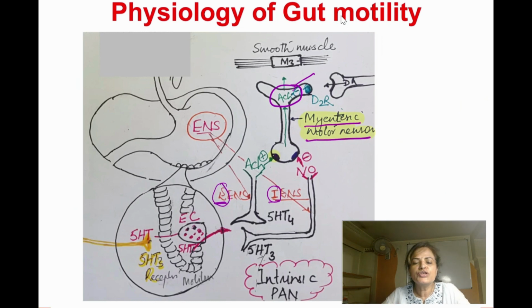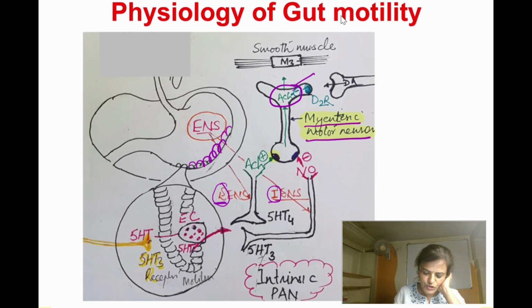Now how do these two interneurons get stimulated? They get stimulated with the mucosal stimulation of the gut. This is the mucosal lining. So whenever the person eats food, what happens? That causes the distension of the gut wall, and that distension of the gut wall is going to cause the stimulation of the mucosa.